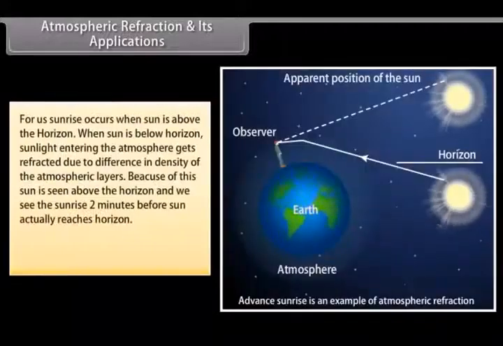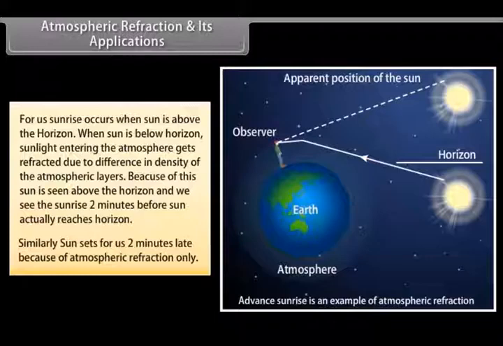For us, sunrise occurs when the sun is above the horizon. When the sun is below the horizon, sunlight entering the atmosphere gets refracted due to the difference in density of the atmospheric layers. Because of this, the sun is seen above the horizon and we see the sunrise 2 minutes before the sun actually reaches the horizon. Similarly, the sun sets for us 2 minutes late because of atmospheric refraction only.